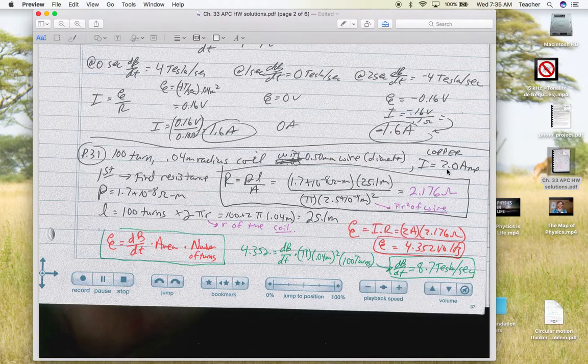So to find the resistance of this, I've got to think about the fact that the coil has got a wire all the way around it, 100 turns, and it's made of copper. So I need to use a resistivity formula. So this is basically the resistivity of the copper, which I looked up from an earlier chapter. It's right there, 1.7 times 10 to the negative 8th ohm meters, or you could Google it.